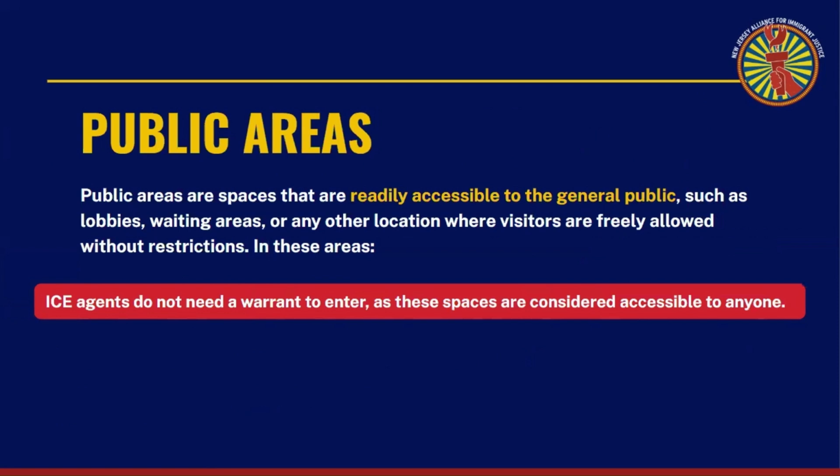Public areas are spaces that are readily accessible to the general public. These include lobbies, waiting areas, or any other locations where visitors are freely allowed without restrictions. In these public areas, law enforcement, including ICE, can generally observe and monitor activity without needing a warrant. People in public areas do not have the same expectation of privacy as they would in non-public spaces. Understanding what constitutes a public area is crucial when asserting your rights. Let's now discuss non-public areas and how they differ in terms of Fourth Amendment protections.